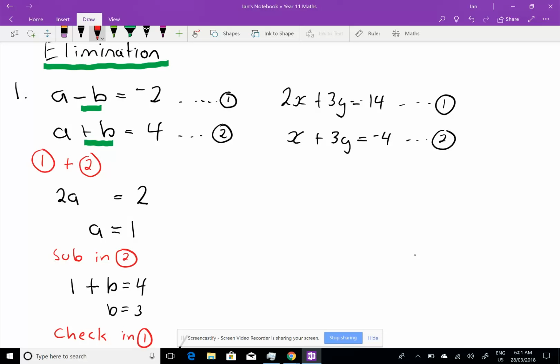Now, again, make this easier for yourself. Usually go the bigger one, bigger equation in most aspects, minus the smaller one. So the bigger one to me looks like equation number 1. So I'm going to go equation number 1 minus equation number 2, because in subtraction, order counts. 2x minus x gives me x. 3y minus 3y eliminates. And 14 minus minus 4 is 18. You might want to check that one on your calculator rather than doing that on your own.